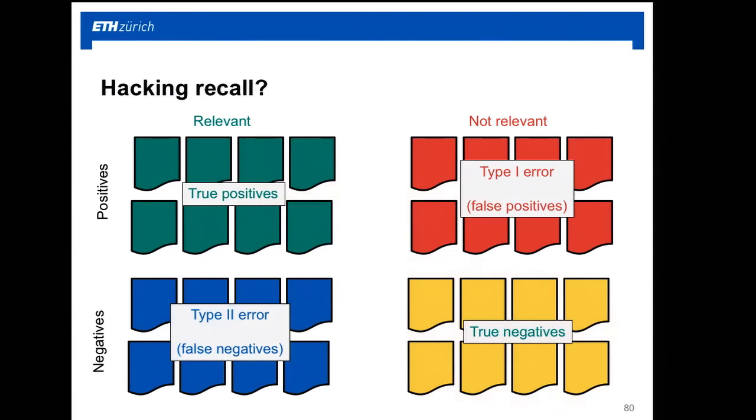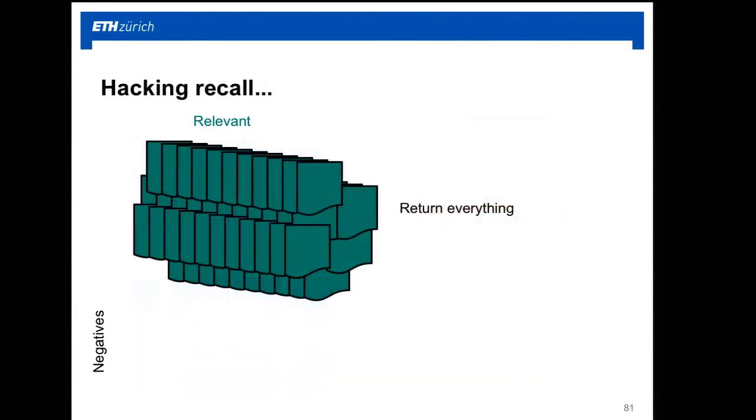You can also hack recall. You know how? It's also very easy. How can I get 100% recall? Without being lazy, yes? Exactly. If you return everything, then that's it. I didn't draw the right side, right? There would be stuff, but the recall is only here. If you return everything, you have 100% recall, right? So recall alone is not enough, right?